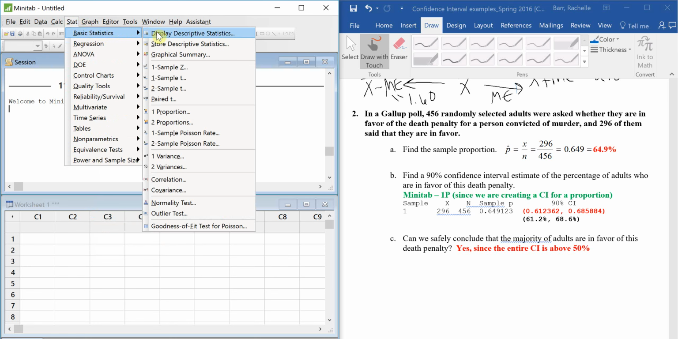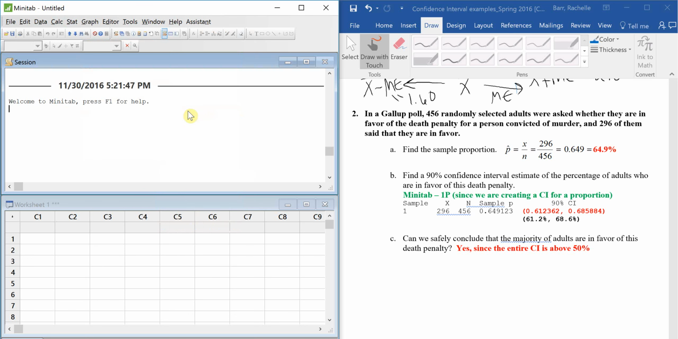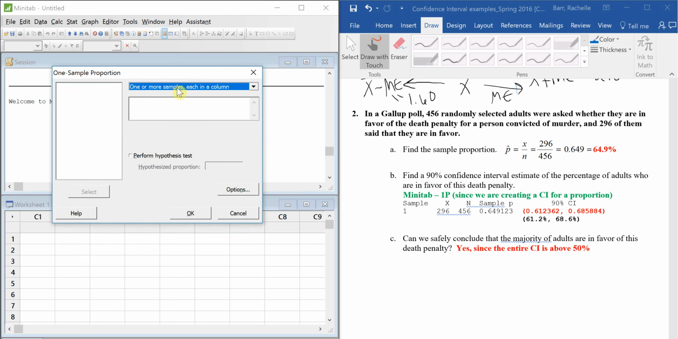Stat, Basic Statistics, and down to a one proportion test. And then it thinks, hey, is your stuff in my data worksheet down here? It is not. I'm dealing with summarized data. So I have to tell it the number of events. This is my number of successes, and that's 296. And then number of trials, this is your N, the sample size, so that's 465.